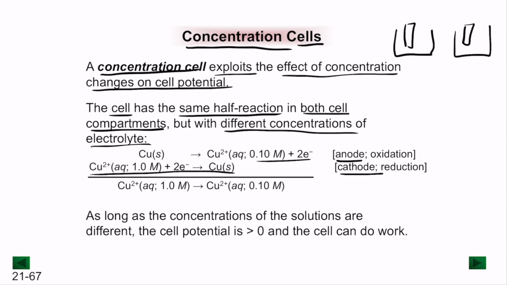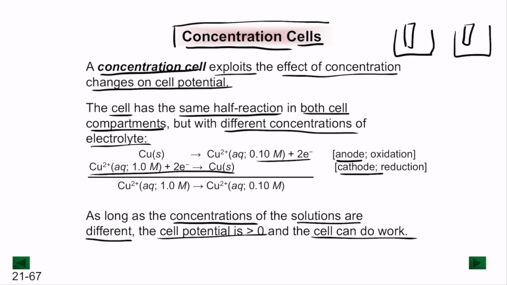Remember that here we're trying to drive the molecules from the anode towards the cathode, so from lower concentration to the higher concentration. As long as the concentrations of the solutions are different and the cell potential is greater than 0, the cell can do work. This is the same exact principle that human cells use to communicate as well.